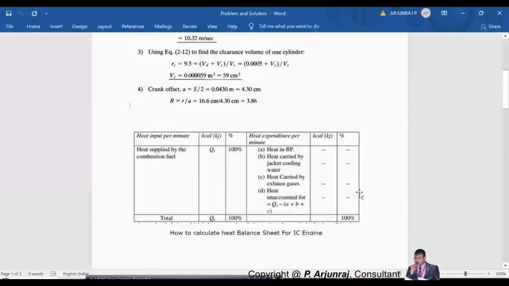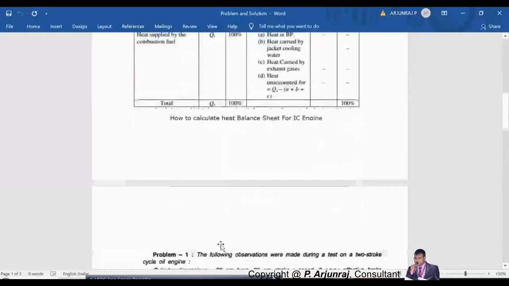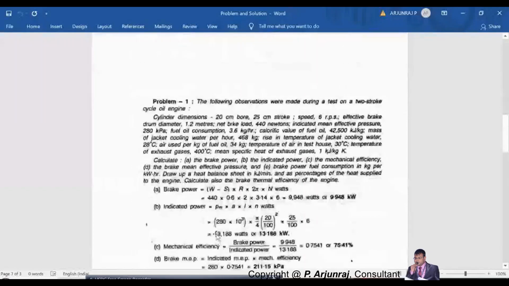So this is a general template that you have. First is brake power. So this is an example. Here they have given the bore value, stroke value, the speed value. They also given the effective brake drum diameter, the brake load, indicator mean effective pressure, fuel consumption, and the calorific value of the fuel.